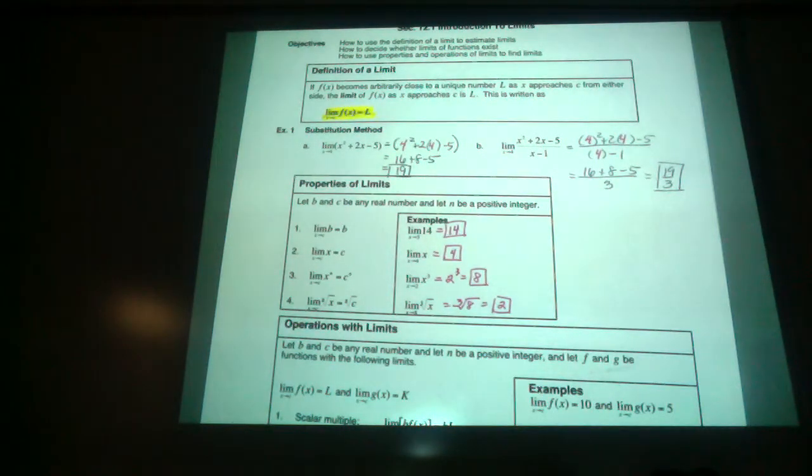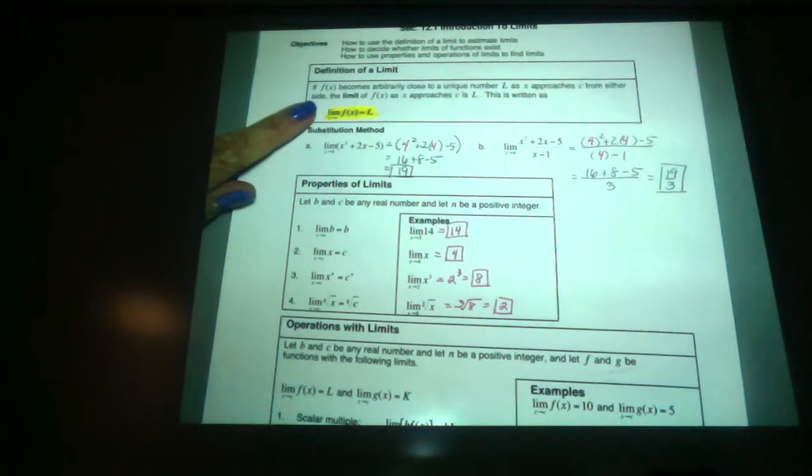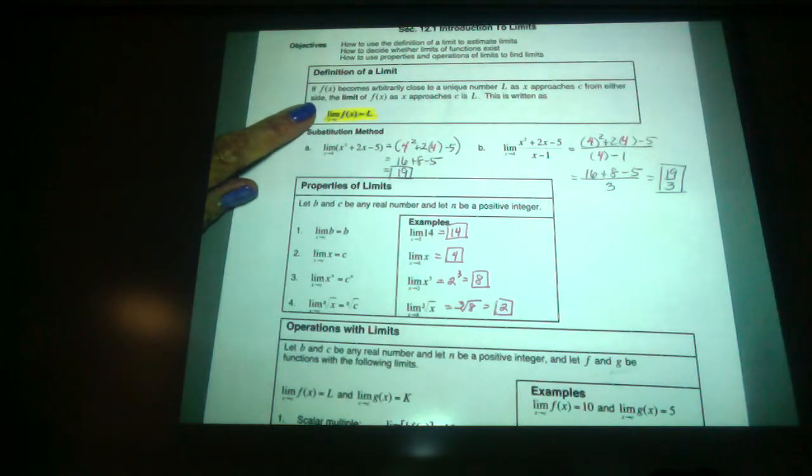So today we're going to talk about limits, which is what 12.1 and 12.2 talk about. And limits pertain to graphs of functions and where the graph is approaching at a particular x value. So here's your definition of a limit. It's a little bit of gobbledygook. You've got if the function of x, which could be any equation expression that you can think of, becomes arbitrarily close to a unique number.